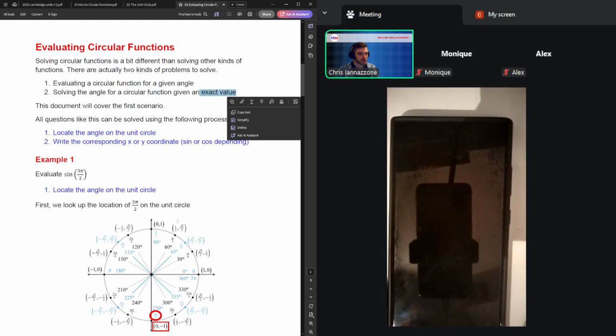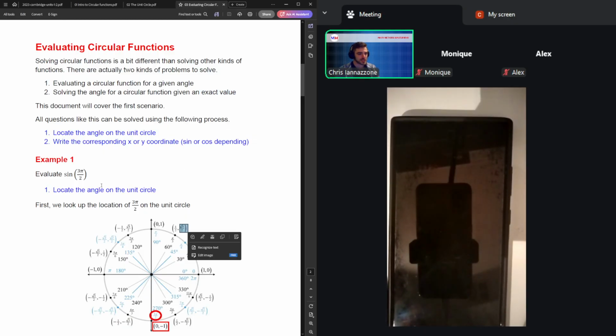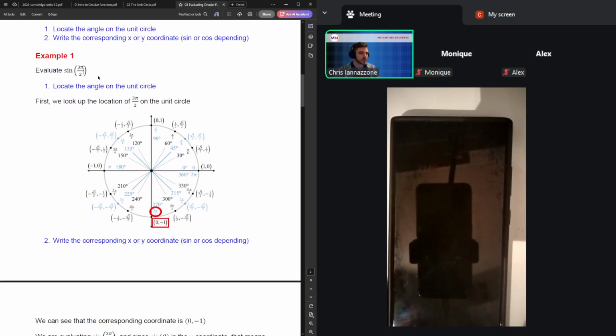They give you the value, like root 3 on 2, and they say, figure out what angle gives you that. Today, we're just going to look at using our unit circle to evaluate the circular functions. So let's have a look.